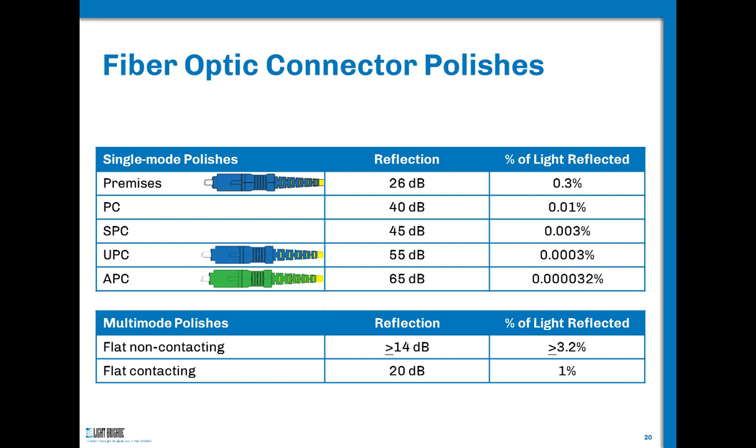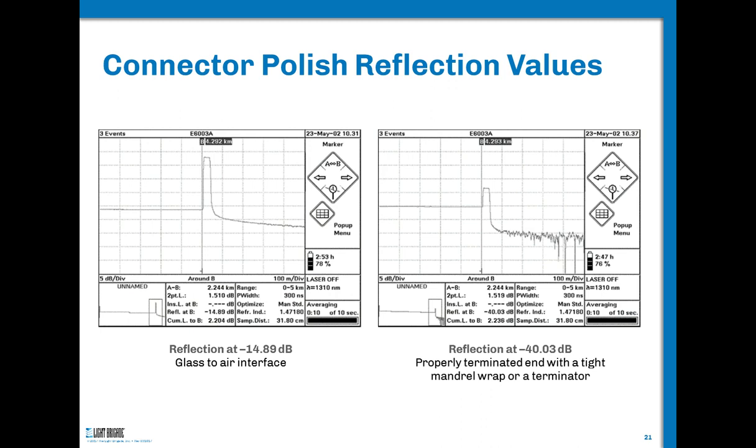Okay, so here's a couple examples on an OTDR. The left example is showing a glass-to-air interface, and so we're at roughly minus 15 dB, which is typical glass-to-air. And then over to the right side, we see where the reflectance is lower on screen, and this is a 40 dB. So this would be a PC-type polish from the 90s. You can see where we've suppressed the amplitude of the pulse itself. But this still would not pass current levels, requiring a much higher level.